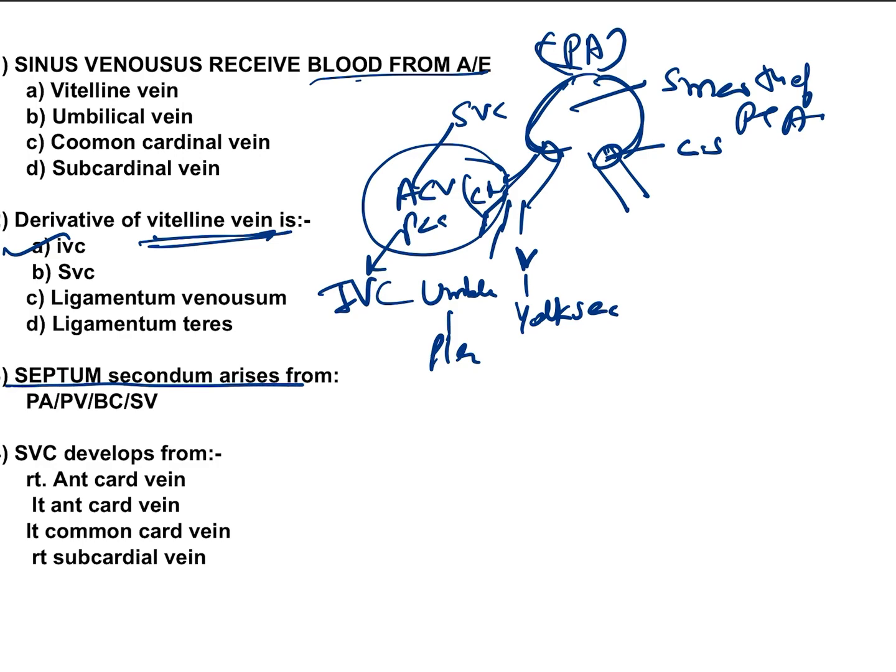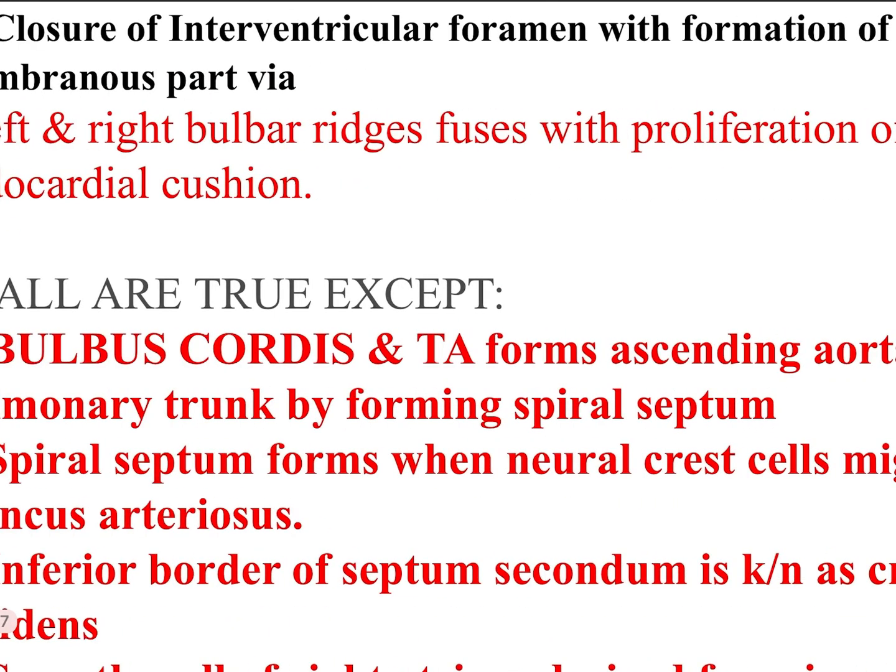The derivative of the vitelline vein, as we have discussed, is the IVC. The septum secundum arises from the primitive atrium. The SVC develops, as we have discussed, from the right anterior cardinal vein. Closure of the interventricular foramen with formation of the membranous part occurs via it. This is the discussion about the interventricular septum.